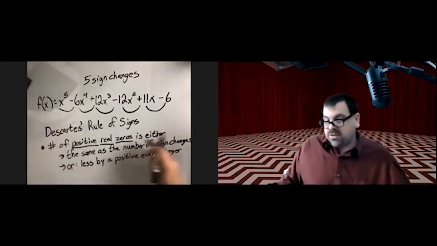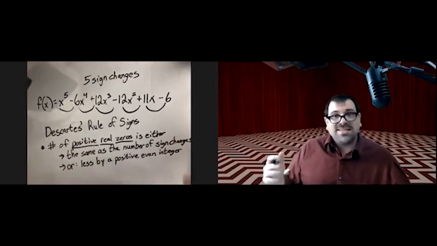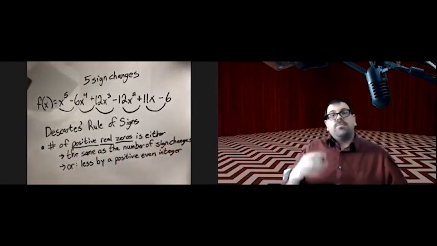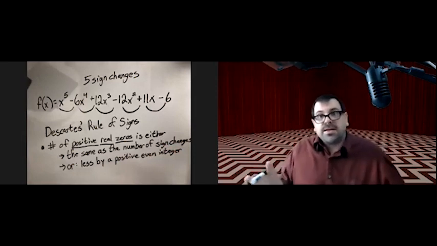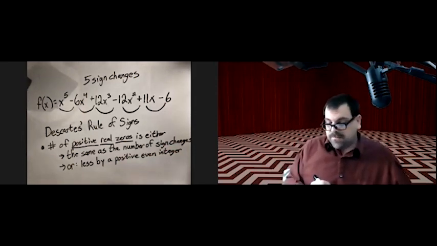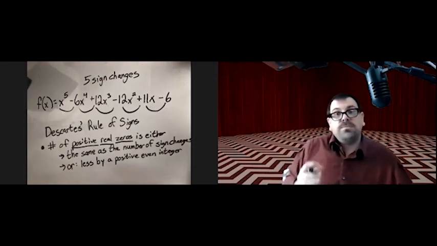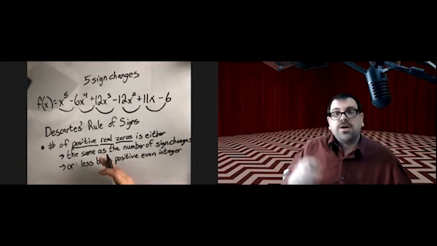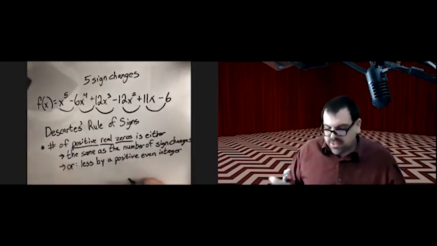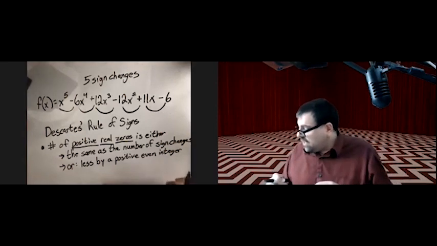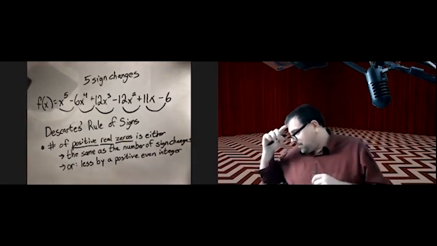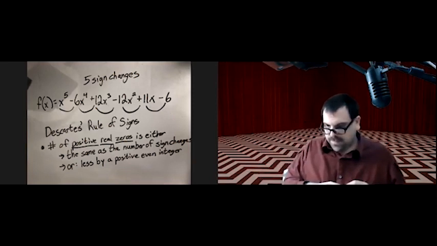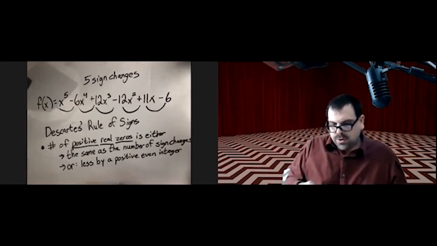So if it's a number of positive real zeros less than 5, it can't be 4, but it could be 3. It could be 3 plus a pair. Or it could be one real zero plus two pair of complex. So the number of positive real zeros is either the same as the number of sign changes or less by a positive even integer. So notice this is only for positive.